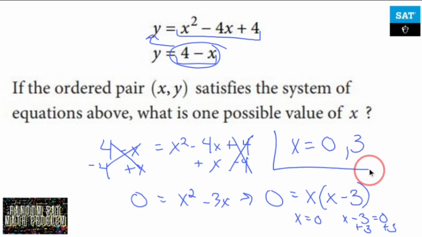So there's two answers here, and you can write out 0 as one of them, and you can write out 3 as the other. Do I care what y is? Nope, not at all. So we're done. 0 or 3.